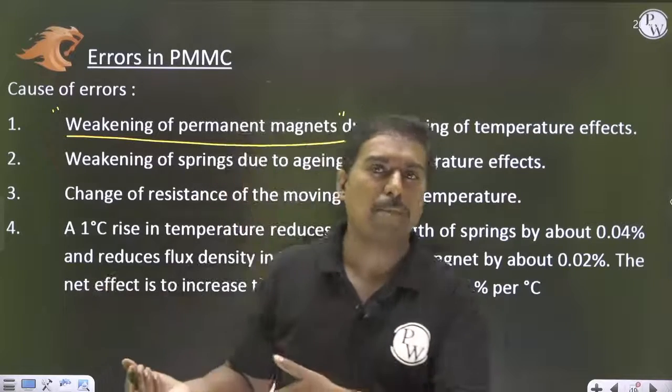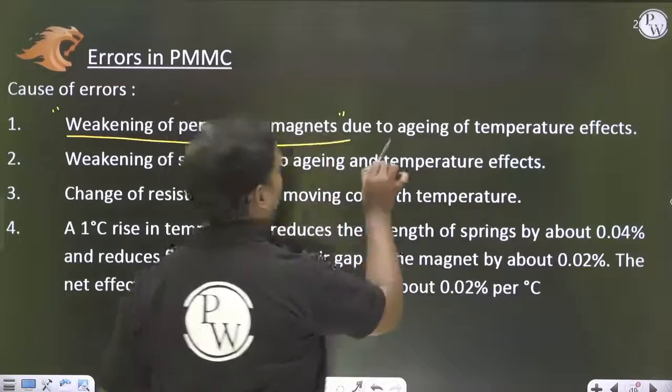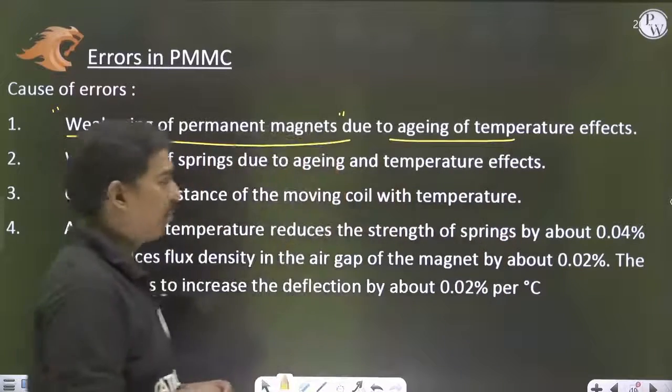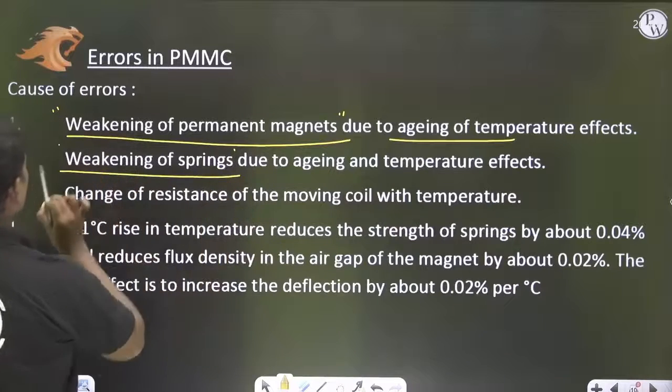Obviously, because of the ambient temperature effect, there is a reduction in the magnetic flux. That is one point, aging and the temperature effects. Next thing, weakening of the springs. The weakening of the springs is also a point.